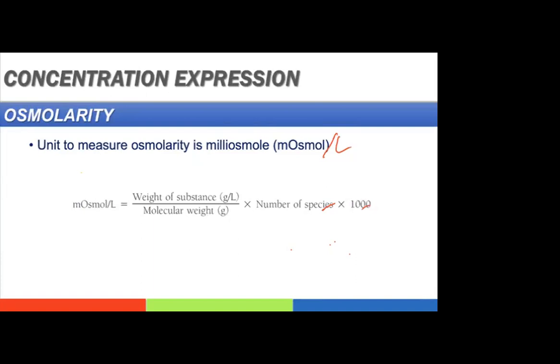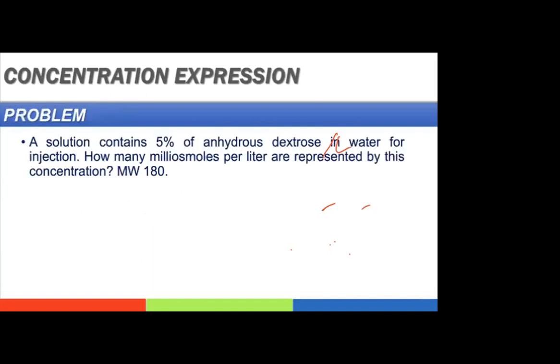Internalize, then let's apply this formula in solving a problem. A solution contains 5% of anhydrous dextrose in water for injection. Question, how many milliosmol per liter are represented by this concentration? The molecular weight of dextrose is 180 grams per mole. Okay, let's solve. Is it here? No. We will compute it. What is the formula? Mosmol per liter is equal to the concentration.